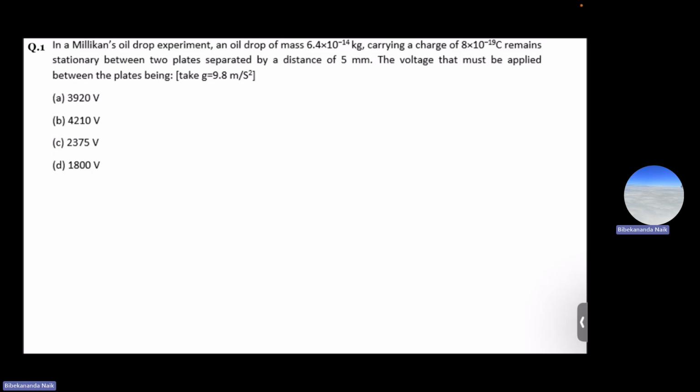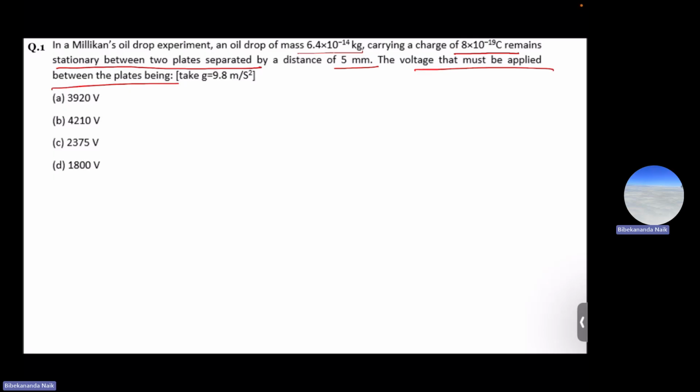The question says the mass of the oil drop is 6.4 into 10 to the power minus 14, and it carries a charge of 8 into 10 to the power minus 19, and it remains stationary between the two plates separated by a distance of 5 mm. The voltage that must be applied between the two plates is: option A 3920 volt, option B 4210 volt, option C 2375 volt, and option D 1800 volt.